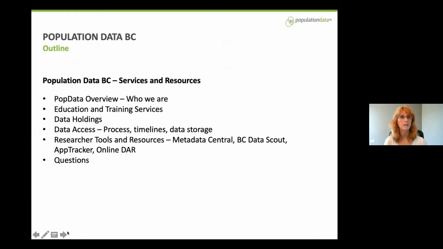So by way of general overview, here are the topics we'll be covering today. Who we are in terms of an institution, organization, the education and training services that I provide through the unit, and then Megan will be talking about data holdings, the data access process, and the researchers' tools and resources that are available to people, and we'll follow up with a short Q&A session at the end.